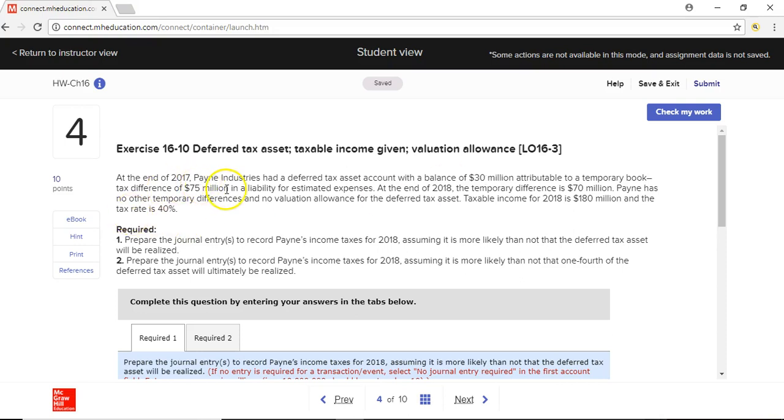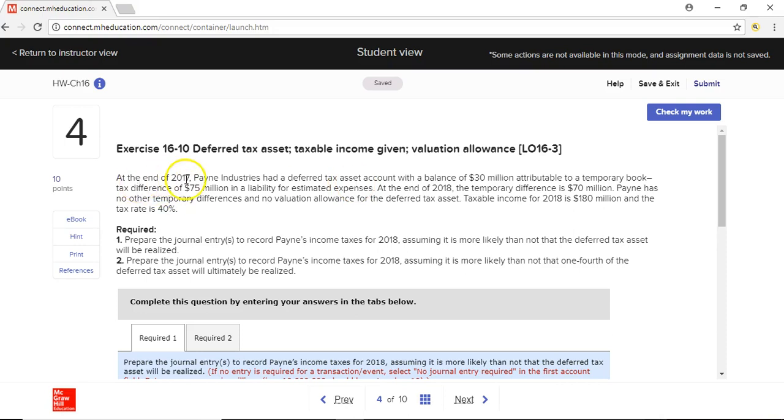Why is the $75 million liability for estimated expenses a deferred tax asset? Because the expense is a non-cash decrease of income. It's non-cash, so during the year of reporting this expense, we cannot get a tax deduction. But later, when the expenses are actually paid, cash goes out, then we don't need to pay taxes on those cash outflows. So in the future, we can get a tax deduction, and that is a deferred tax asset.